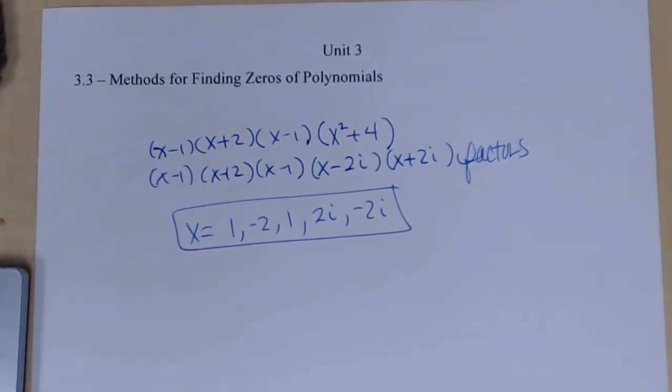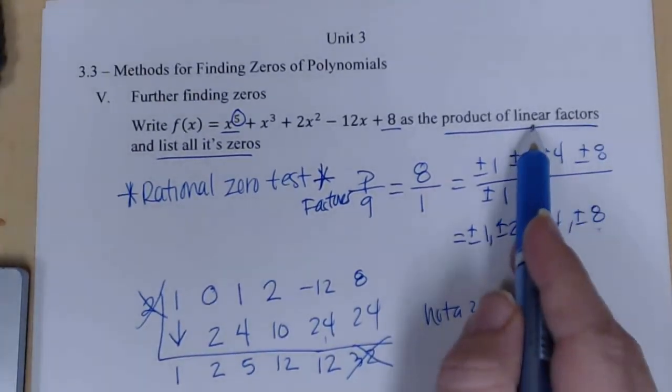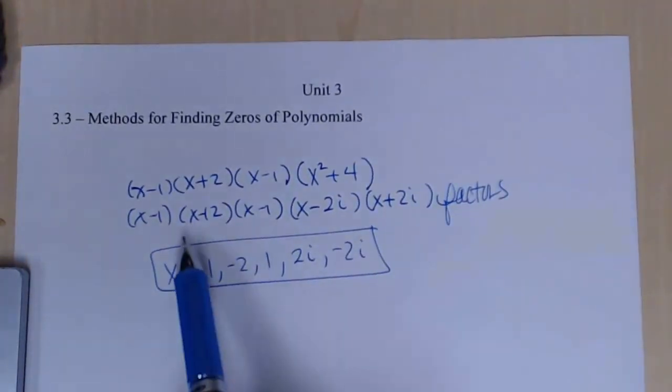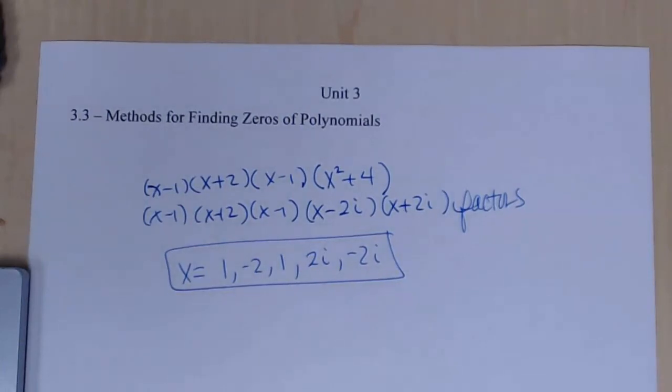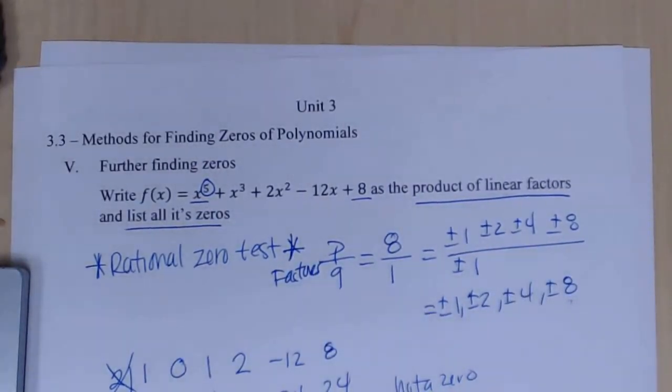Just make sure, this was a long problem. That's why I wanted to end with this. The problem said, write this as a product of linear factors and list all its zeros. So my final answer would be all my factors and my zeros. But again, that rational zero test helped me to see the possibilities, so I'm not just funneling through every answer, I'm trying to break this down.